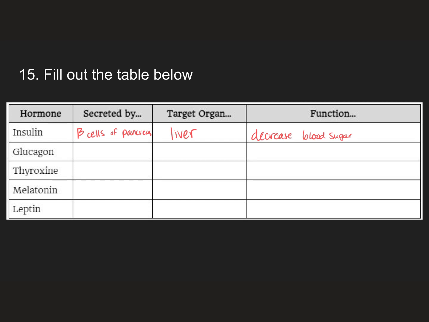Now, insulin and glucagon are the ones that are linked. Glucagon is secreted by alpha cells of the pancreas. The target organ is also the liver. And its function is to increase blood sugar.